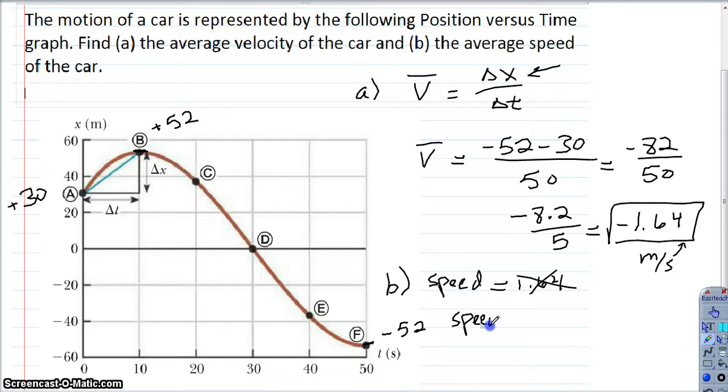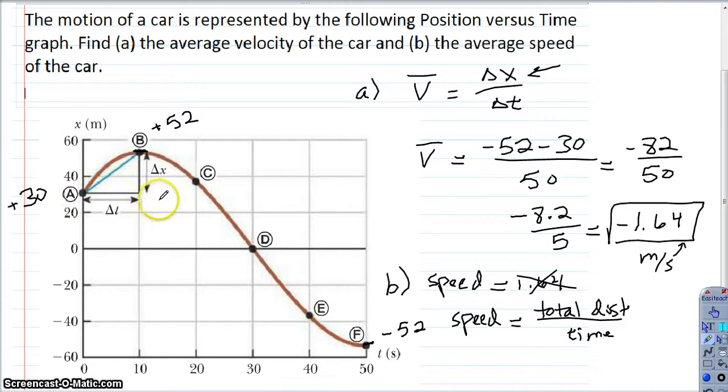Right. So my average speed is going to be the total distance, not displacement, divided by the time. Okay. So it is going to be a little bit different measurement because I go forward, right? I go in the positive direction and then I go backwards in the negative direction. So we want the total distance.